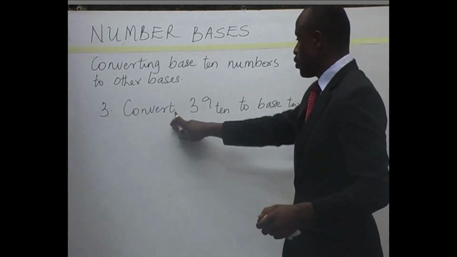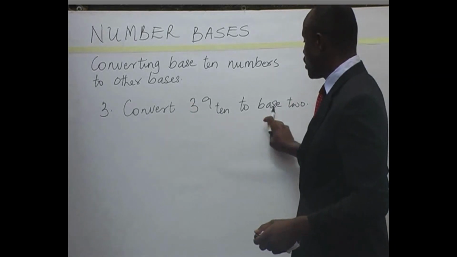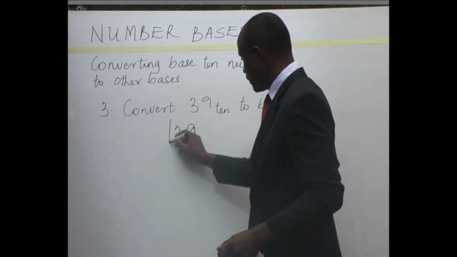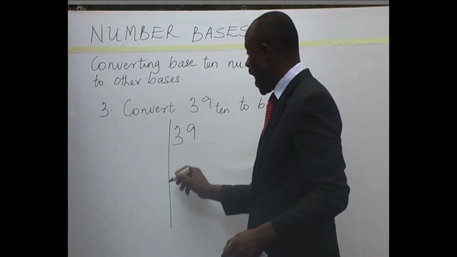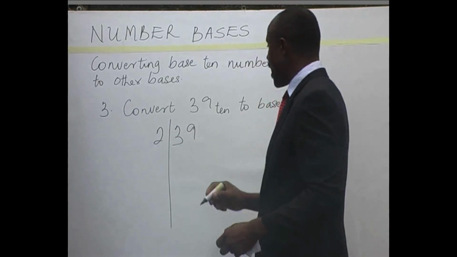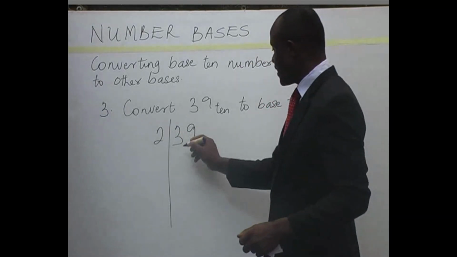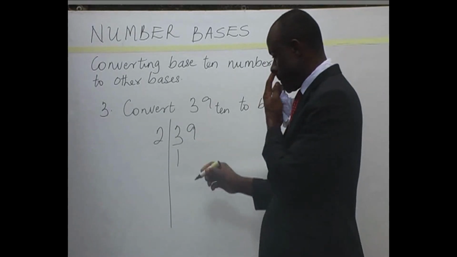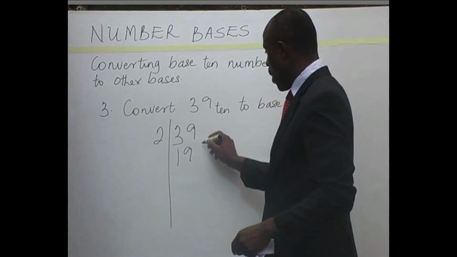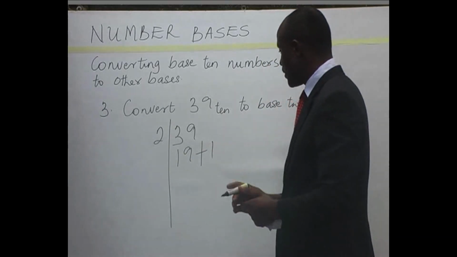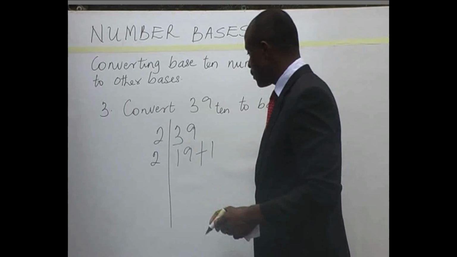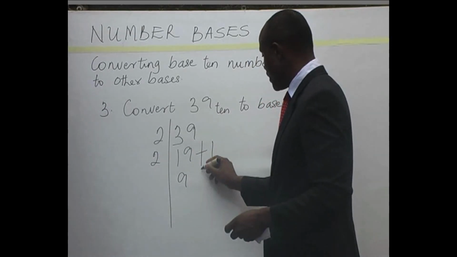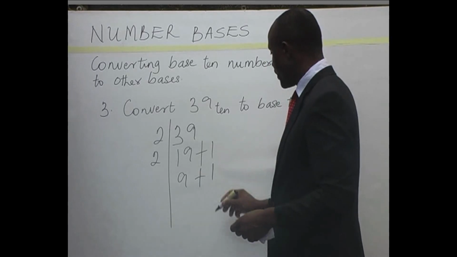Question number 3 said that we should convert 39 base 10 to base 2. Put down 39. You have 2 to divide through. 2 divides 3, you have 1, remainder 1. 2 divides 19, will give you 9, and 1 will remain. 2 divides 19, you have 9. That is giving you 18. It will remain 1.